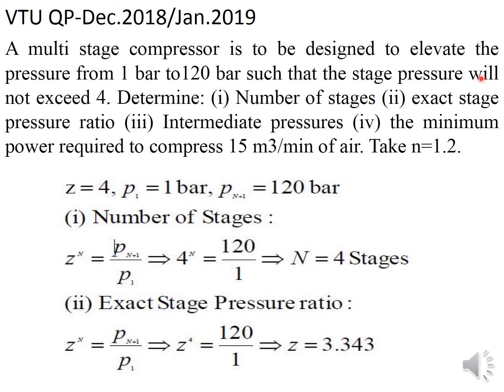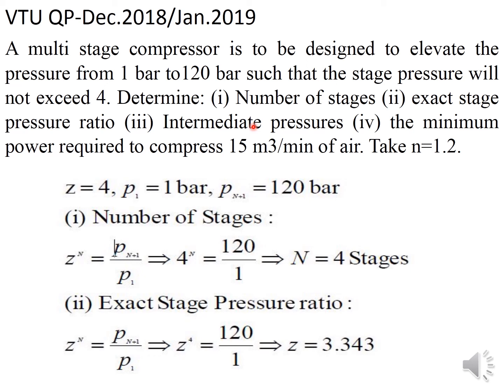Here only I will tell. The exact pressure ratio we need to find out. Intermediate pressures we need to find out. Intermediate pressures means what? If I am using 3 cylinders, P1, P2, P3. P3 is the end pressure, P1 is the initial pressure, P2 is the intermediate pressure. I should find out P2.